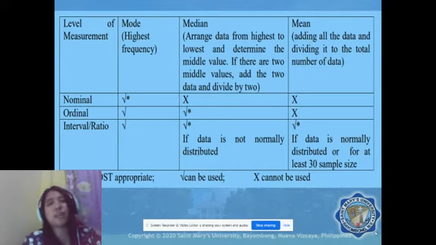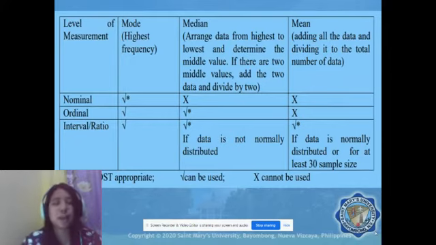And then for the different measures of central tendency, just to review, we have the mode, which is the highest frequency, and the median. It is the middle term when the data are arranged from highest to lowest or vice versa. Of course, if we have two middle terms and it is numeric, it is possible to compute the average of the two. And for the mean, this is adding all the data and dividing it by the total number of the data.